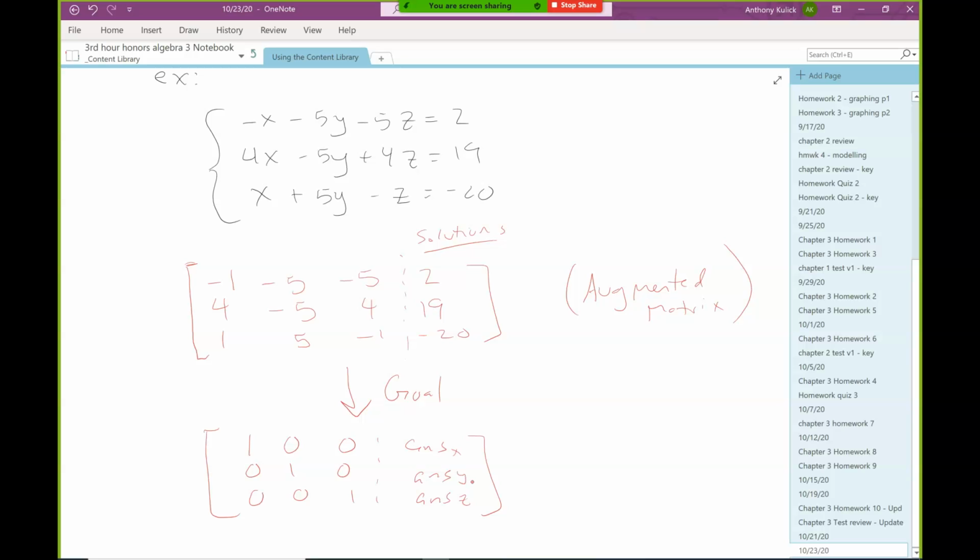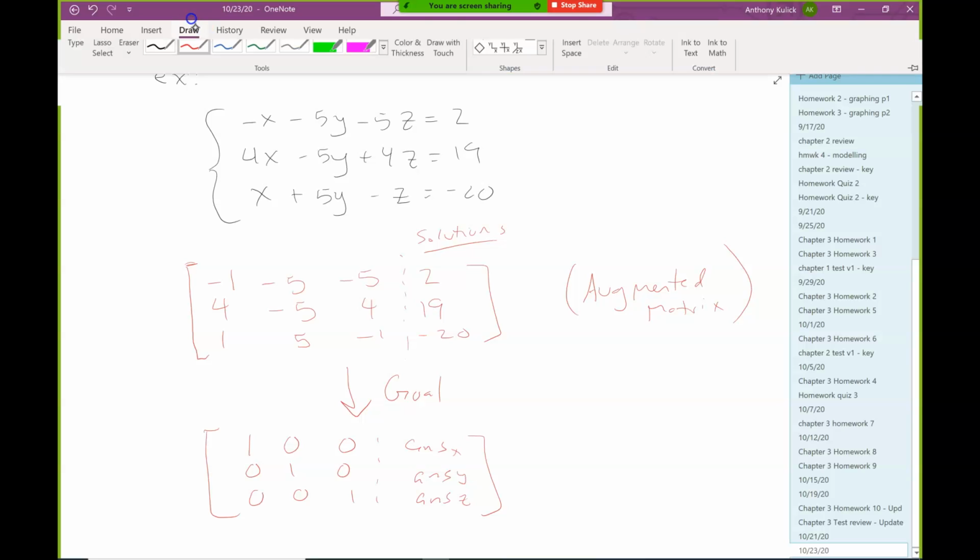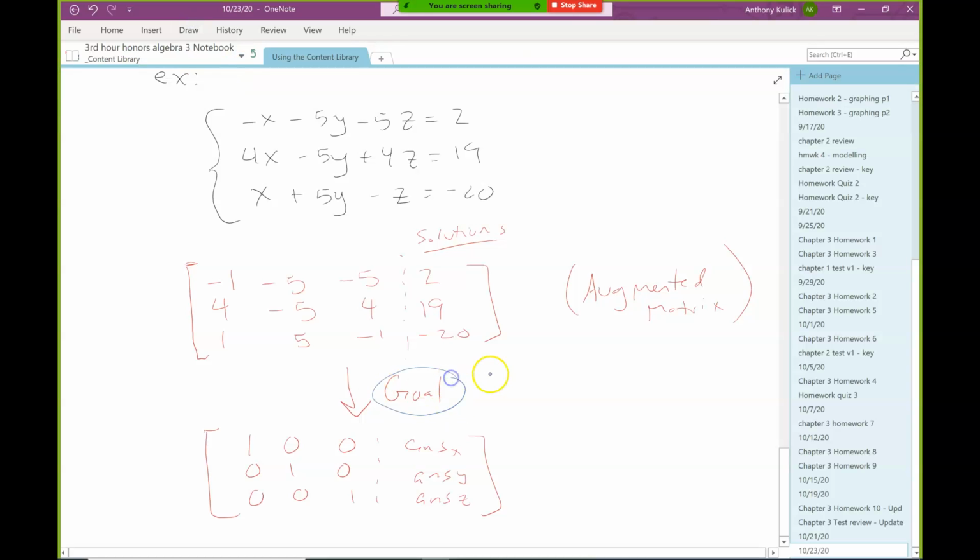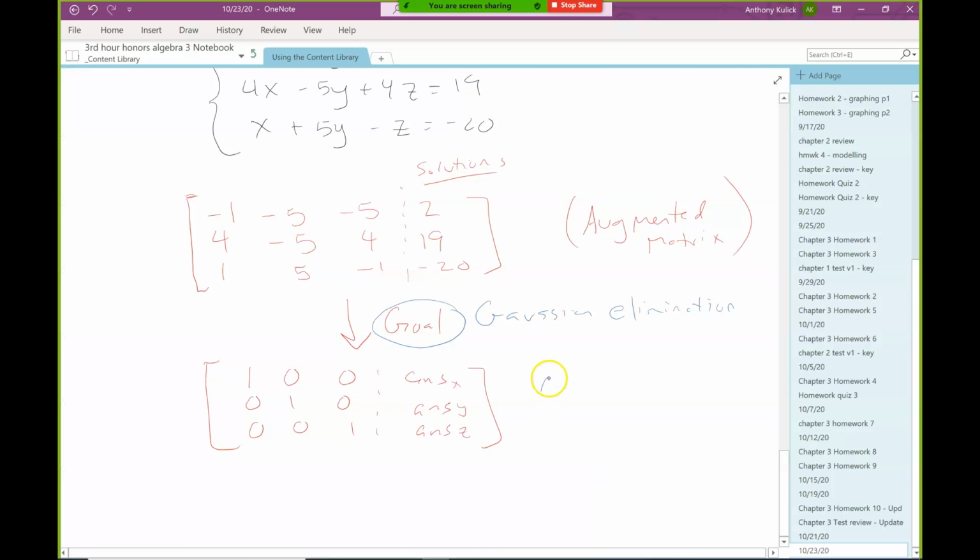Okay? So this step in here that I've written, this is the Gaussian elimination that's going on. That's taking our beginning answer to this final answer. This final answer is row reduced echelon form, or RREF is the abbreviation we most often use for this.